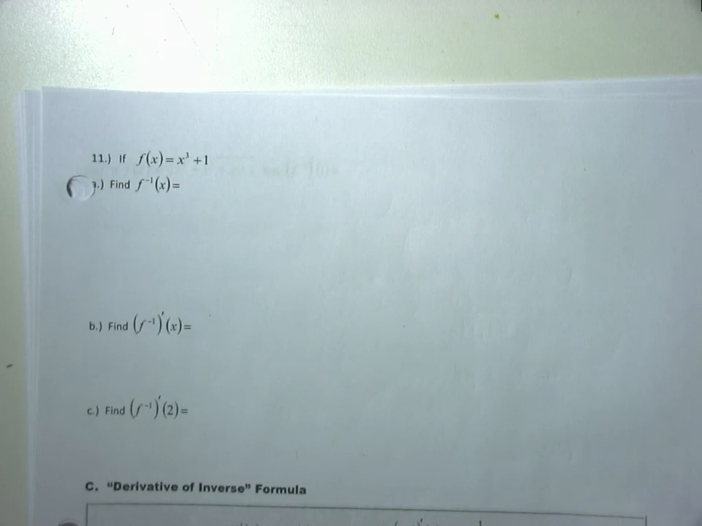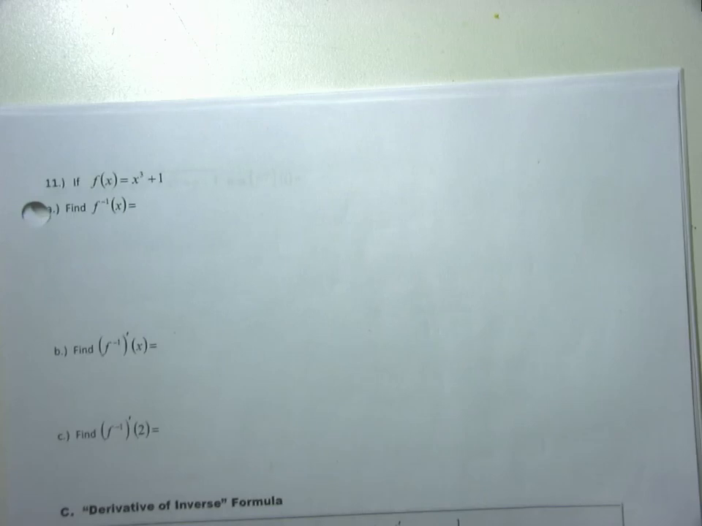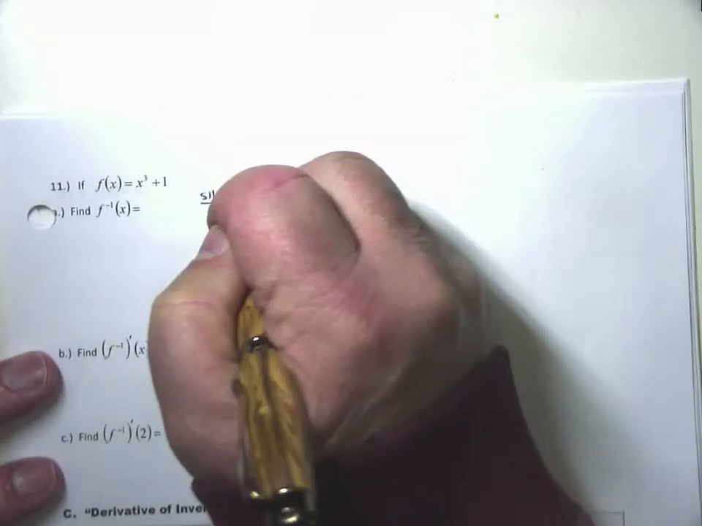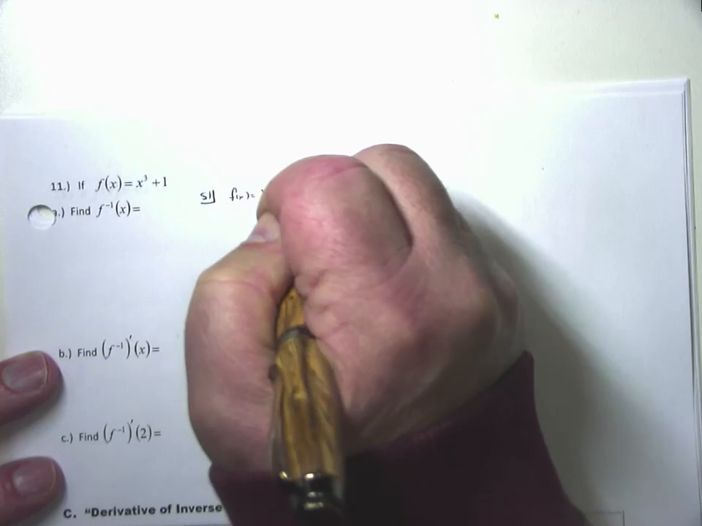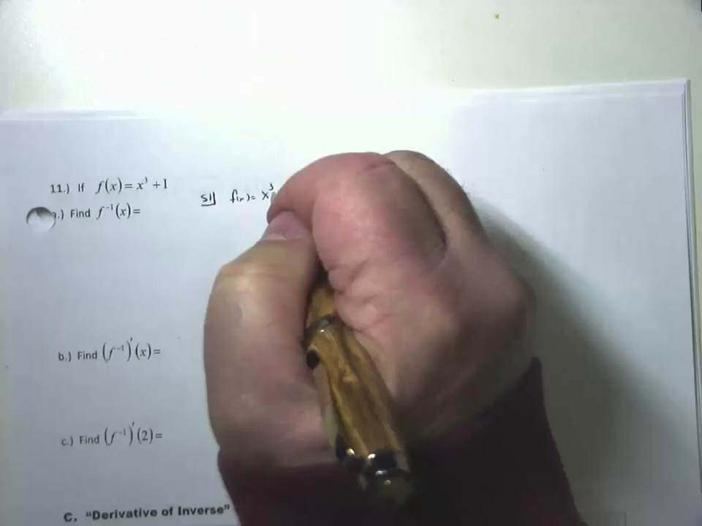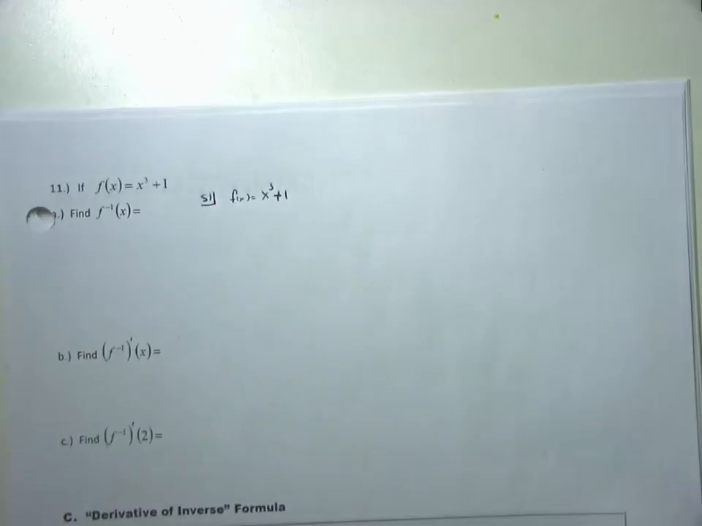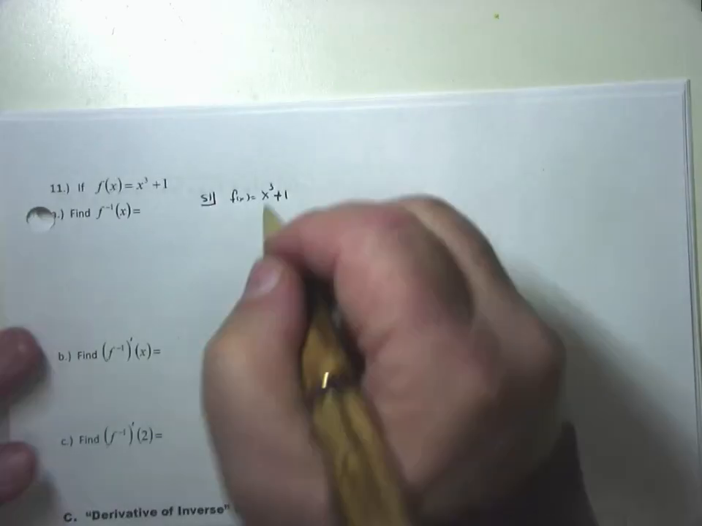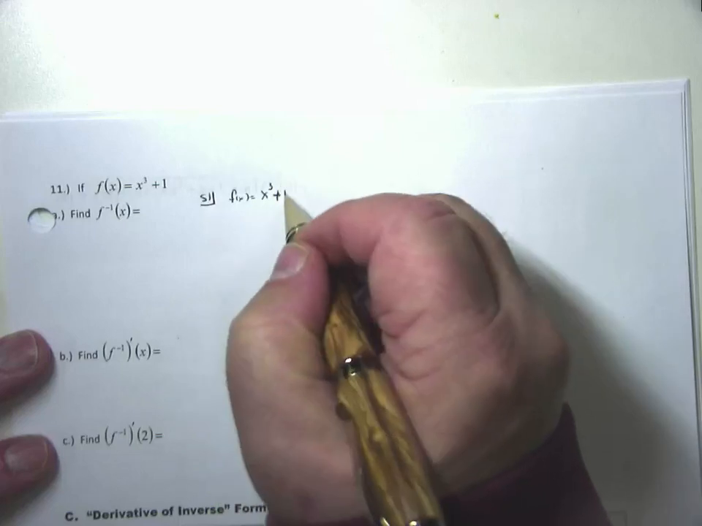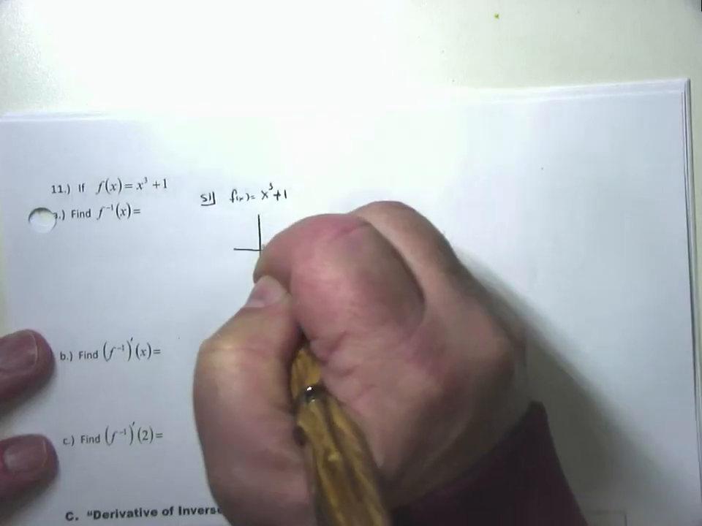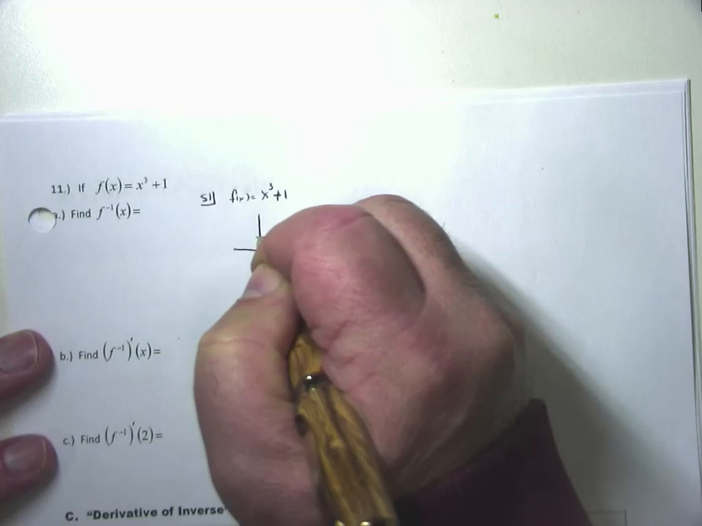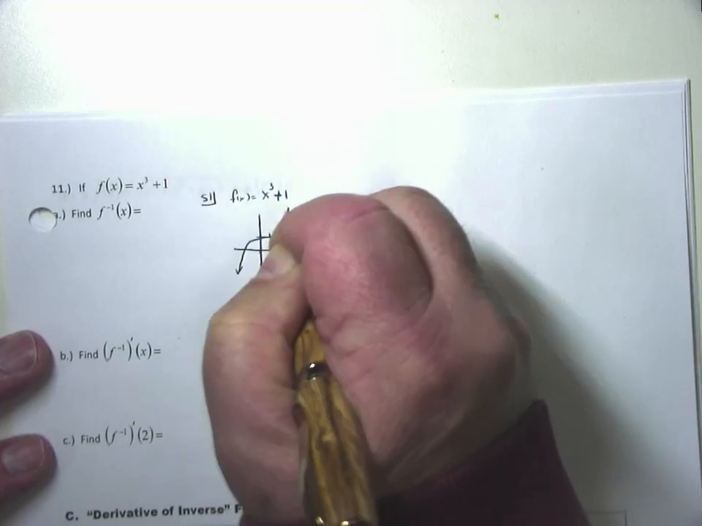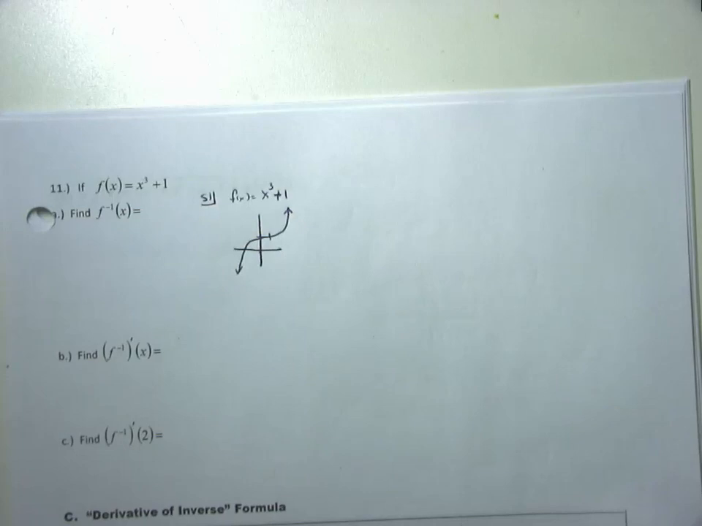F of x is equal to x cubed plus 1. They want you to find f inverse of x. All right. Here we go. Step 1. F of x is equal to x cubed plus 1. Everybody should know what your classic cubic graph looks like. What does a cubic graph look like? It's a squiggle going from low to high, but plus 1 would shift it up 1 unit. So typically it goes through the origin, now shifted up 1 unit. This is f of x equals x cubed plus 1.